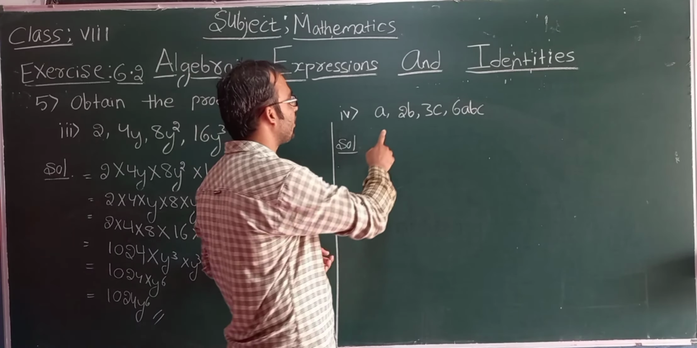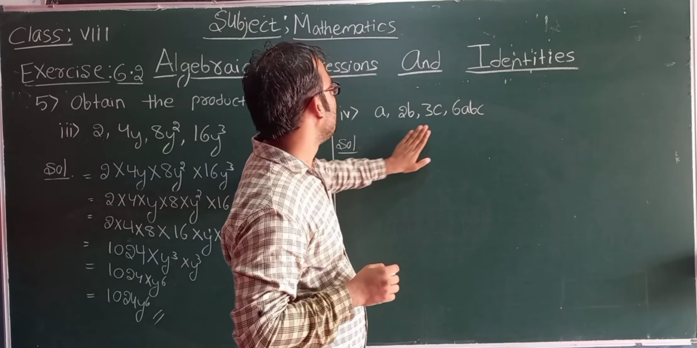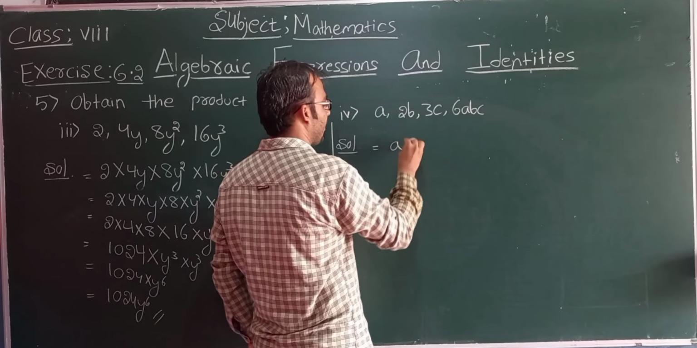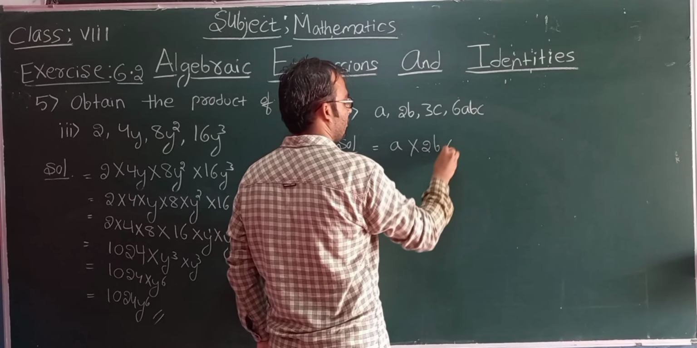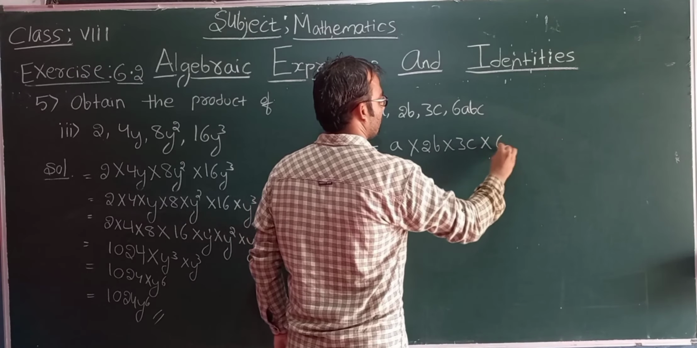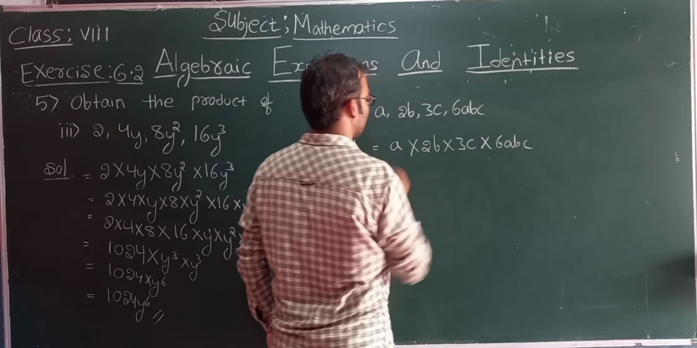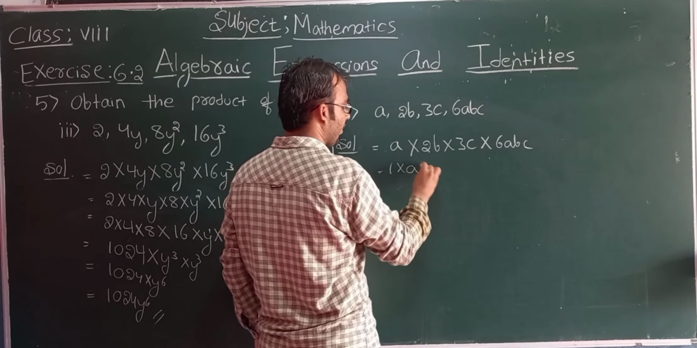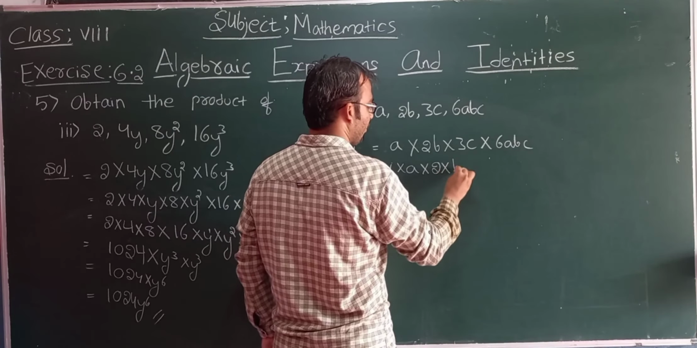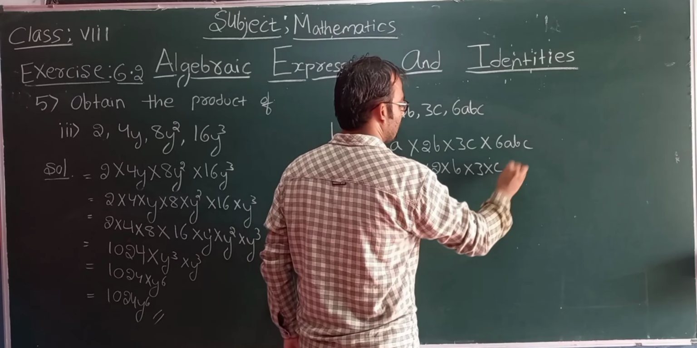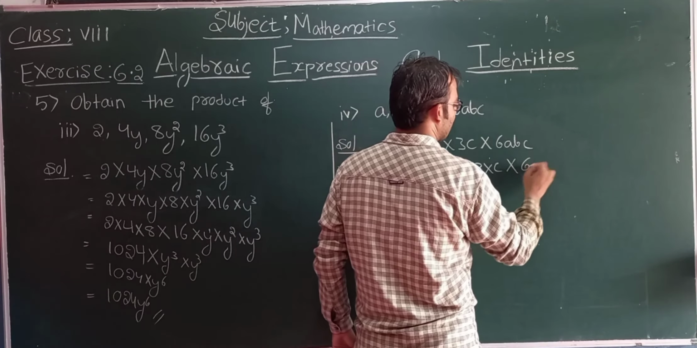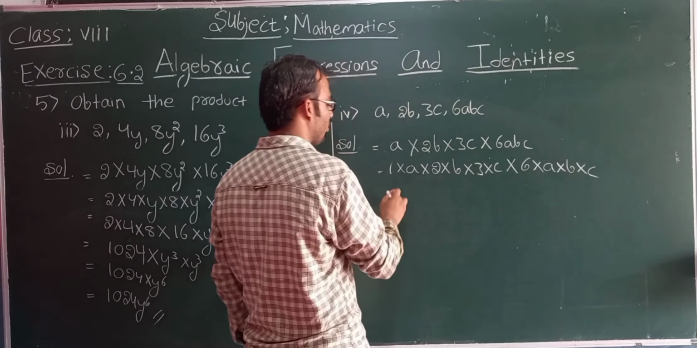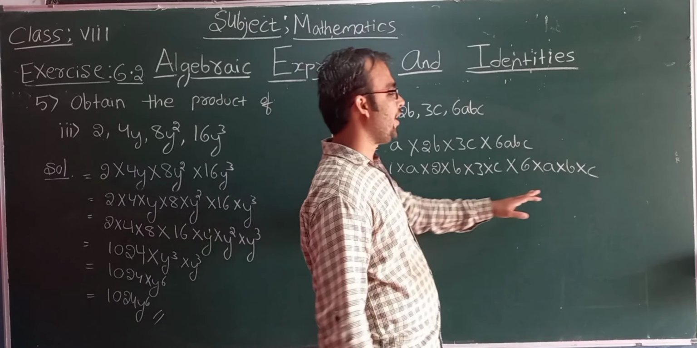So here what they have given: a comma 2b comma 3c comma 6abc. Now we'll rewrite this. So a can be written as 1 into a, and 2b as 2 into b, and 3 into c, and this can be written as 6 into a into b into c. So 6abc can be written as 6 into a into b into c.